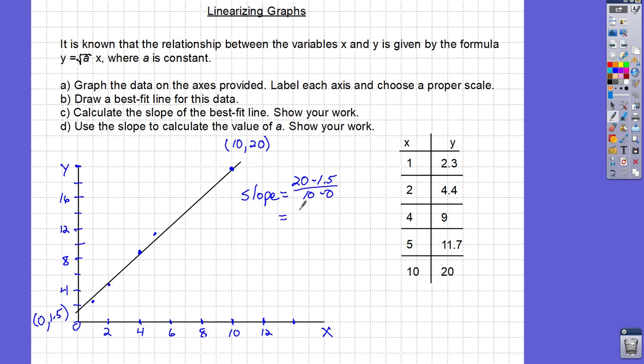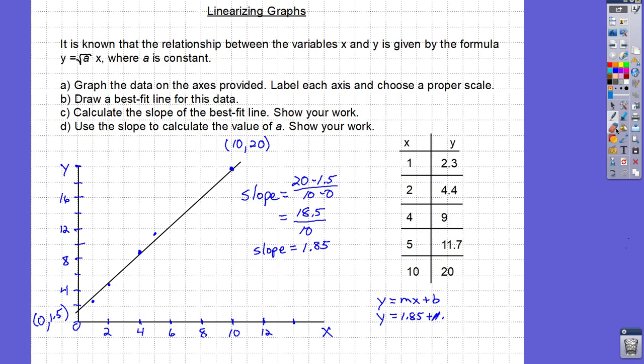So it looks like I've got about 18.5 over 10. So the slope is equal to 1.85. Okay, so if I'm writing this equation in terms of y and x, our slope-intercept form is y equals mx plus b. And so y is equal to 1.85x, and in this case the intercept, I've picked that out as about 1.5.